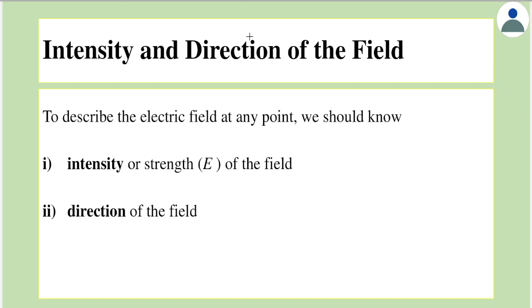Electric field is a vector quantity, so it will have two things: magnitude and direction. The magnitude is called the intensity or strength of the field. Many times you would find the word intensity in questions. So whenever the question says to find intensity, it implies to find the electric field's magnitude.